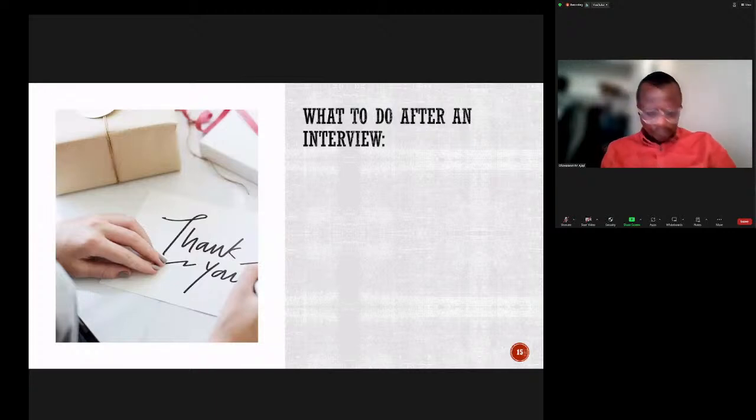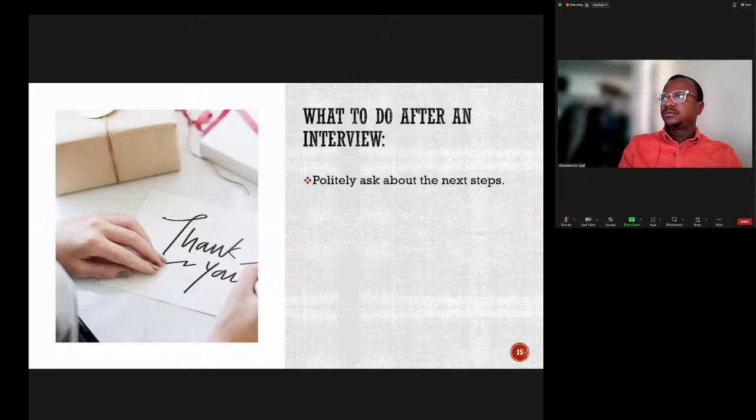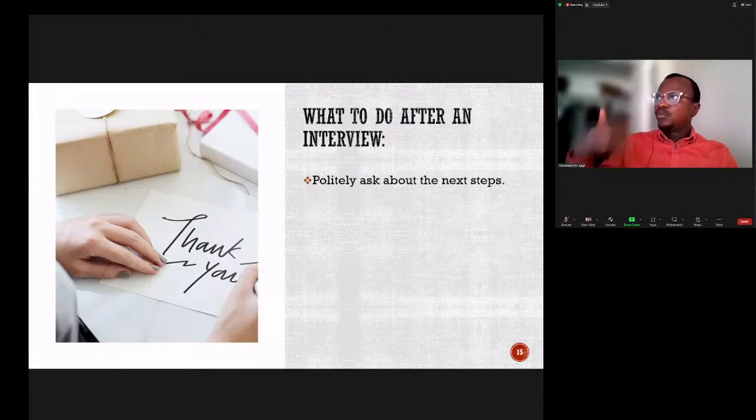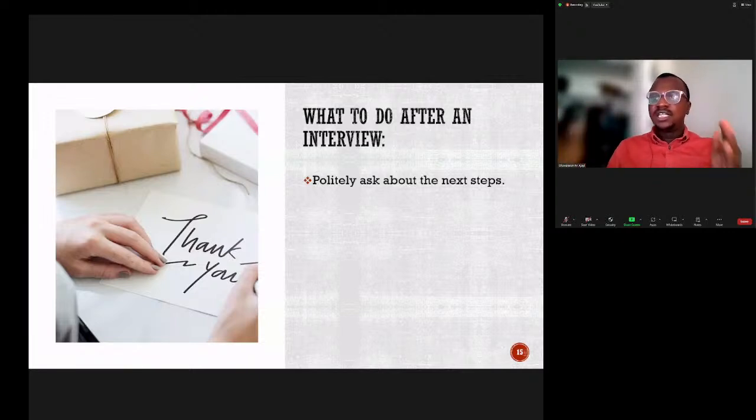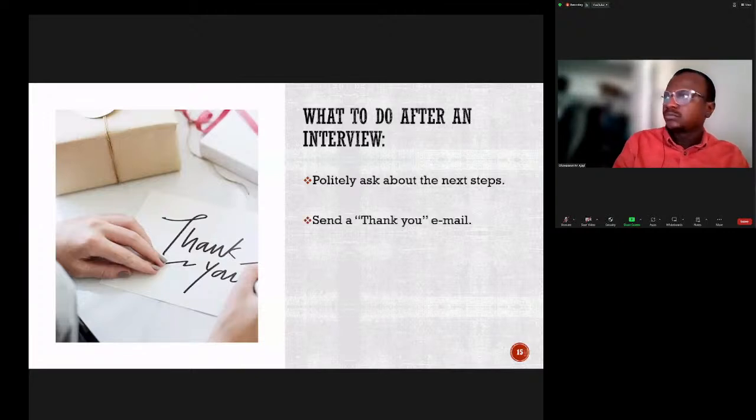What should you do after an interview? Politely ask about the next steps. You can ask them after the interview, "When are they going to get back to me?" Those are the kind of questions you can ask. "When should I be expecting the admission decision?" Especially if they don't say anything about it. Or, "What should I do at this point?" So just make sure you politely ask about the next steps.